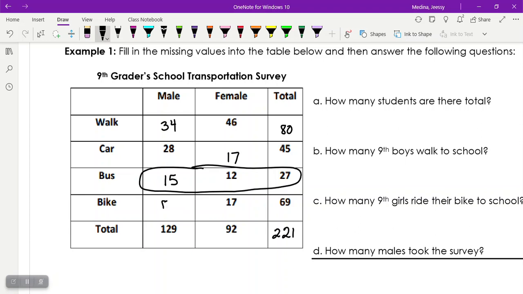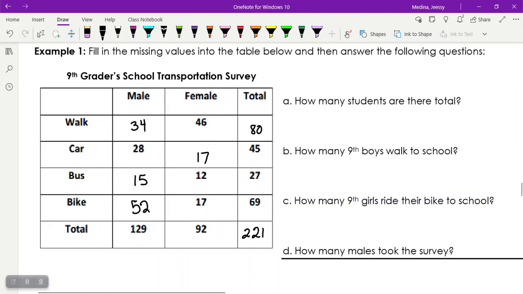Can you guys be more careful when giving the answers because I get all of those numbers at the same time. All right, so now, very simple. How many students are there total? Okay. How many ninth grade boys walk to school? All right, on your own, read C and read D and get your answers.